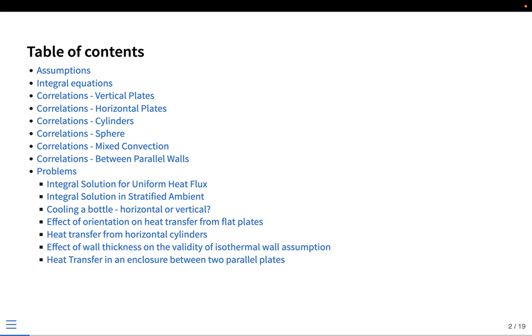Followed by that, we'll present the correlations that are discussed in the lecture videos, for different scenarios of vertical and horizontal plates, cylinders, and spheres. Then we discussed briefly what mixed convection is, or what kind of correlations to be used under mixed convection scenarios. And finally, we will discuss enclosures, where you have two parallel plates, and the correlations for how to calculate the heat transfer when you have two parallel plates at different temperatures.